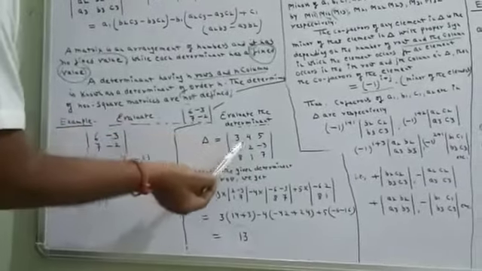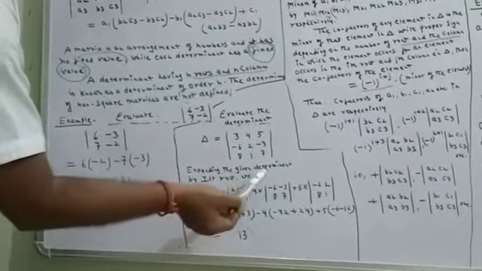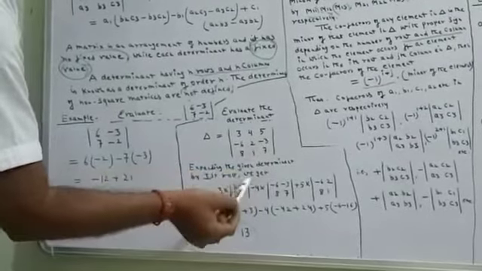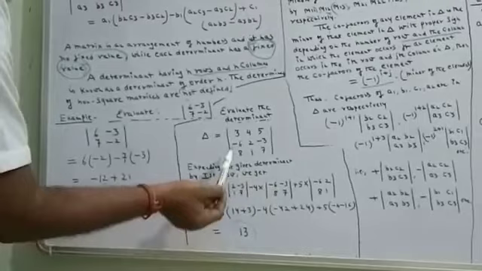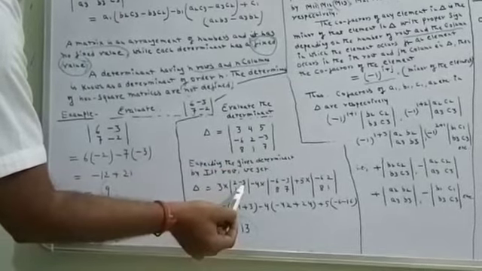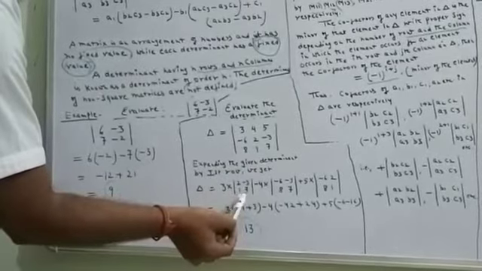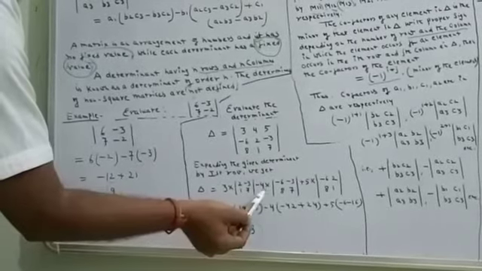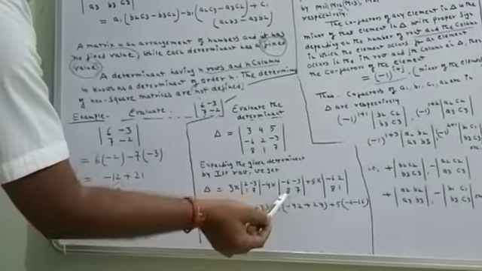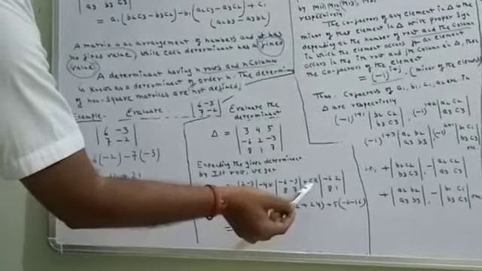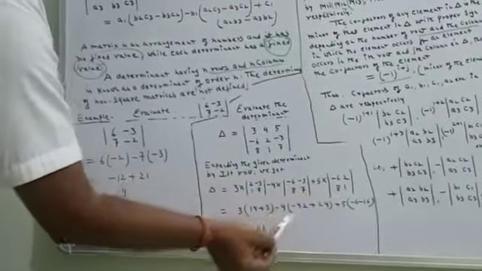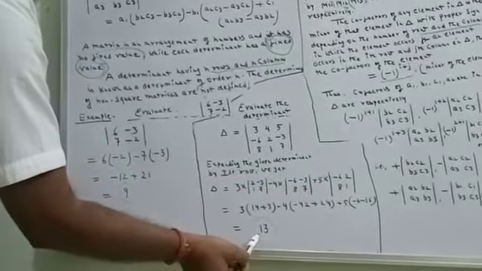Third order determinant, expanding the given determinant by first row, we get here 3 into 2 minus 3, 1 7, minus 4 into minus 6 minus 3, 8 7, plus 5 into minus 6 2, 8 1. After solving we get the value of determinant is 30.